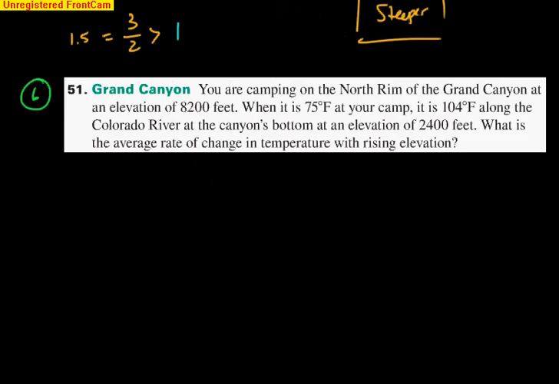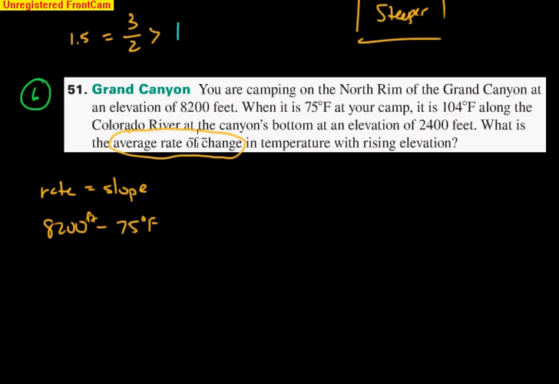Okay, so here's a rate of change problem. If you read through this problem, you'll see it asks what is the average rate of change. And we need to know that rate is just slope. So when you have slope, you usually need to find 2 points. So let's see what we got in this problem. It says you're camping at an elevation of 8,200 feet, and it's 75 degrees at your camp. So we need to put those two together: 8,200 feet with 75 degrees.